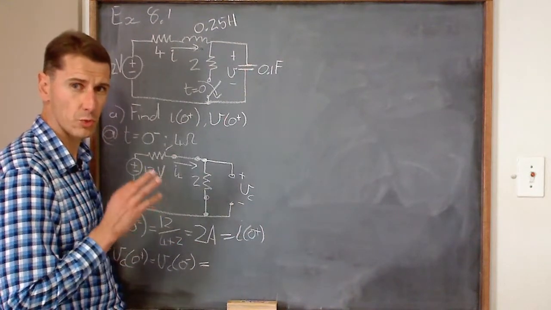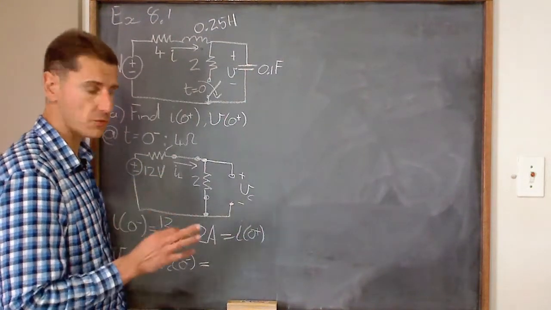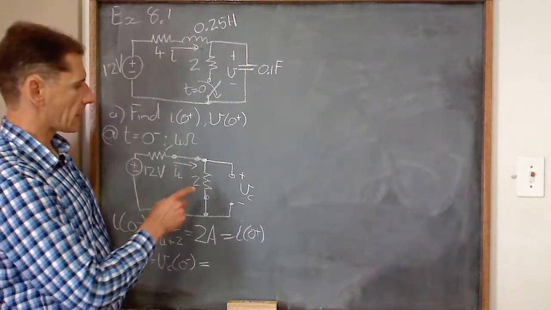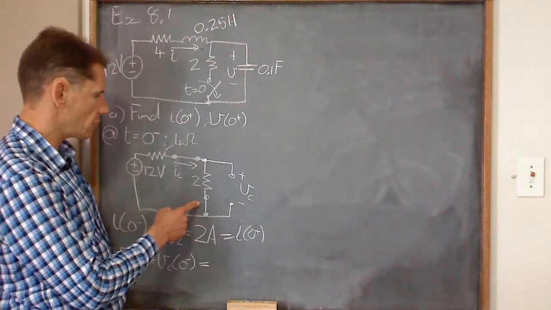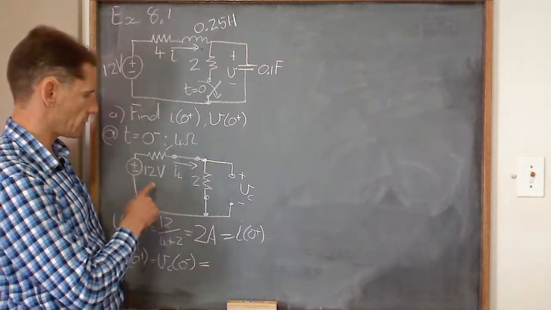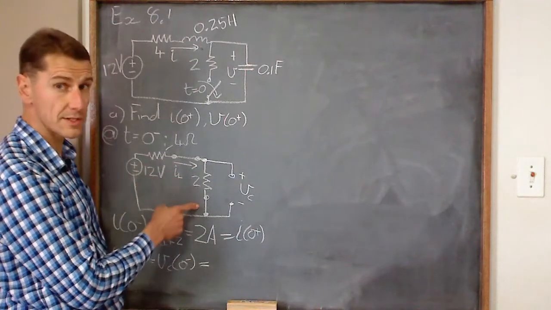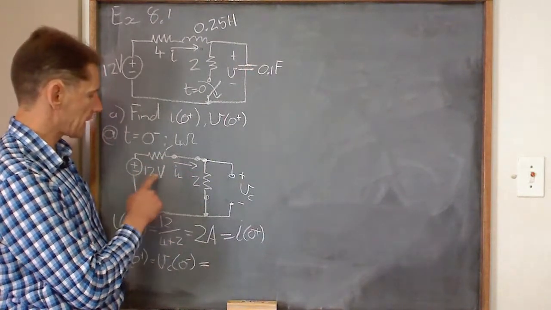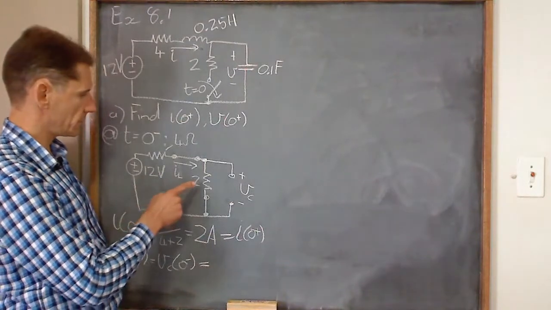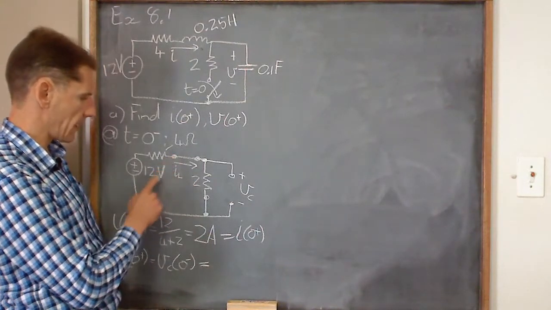So stick with what you've been given as far as possible. Can we get this voltage across the 2 ohm with just what's been given? We've got those 2 resistors still in series, so I can do a voltage division. There's the 2, there's the 4, and there's the 12.